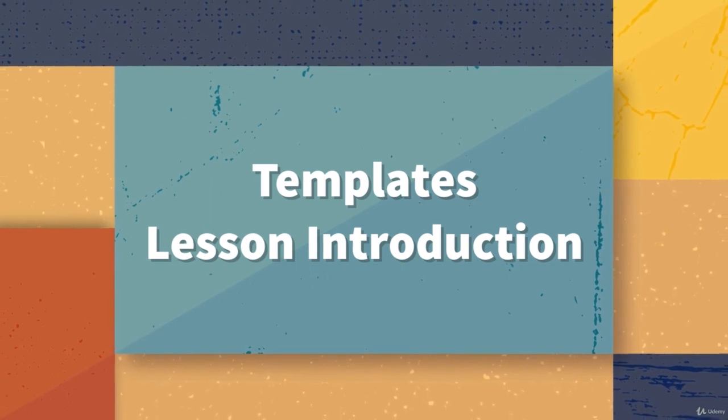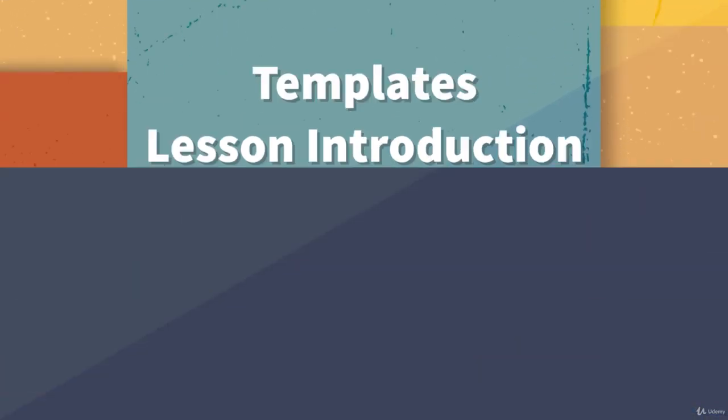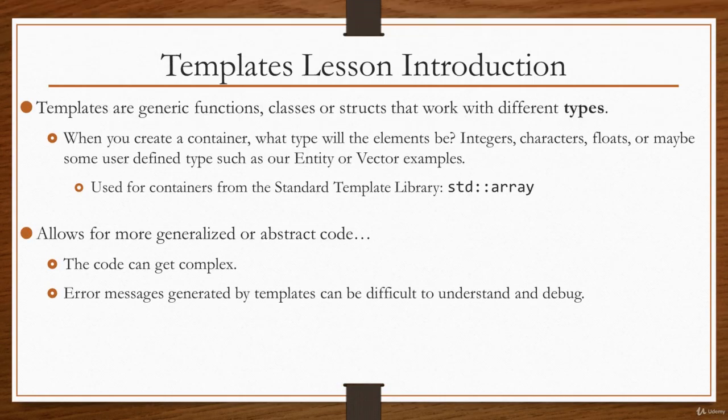Hey, so this is going to be a quick introduction to the templates lesson. Templates are basically generic functions, classes or structs that work with different types. Now one example would be when you create a container, what type of elements will it contain? So the objects or variables that are in that container, what type will they be? Integers, characters, floats, or maybe some user-defined types such as our entity or vector examples.